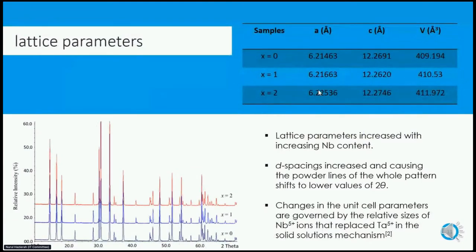The lattice parameters of the samples were determined from all peak positions using Rietveld refinement, and the best fit leads to the unit cell dimensions shown in the table. As you can see, the unit cell parameters and the volume increase with increasing niobium content. So the d-spacing increases, causing the powder lines of the whole pattern to shift to lower values of 2 theta due to the increasing lattice parameters. The changes in the unit cell parameters are governed by the relative sizes of the niobium ions that replace the tantalum in the solid solution mechanism.